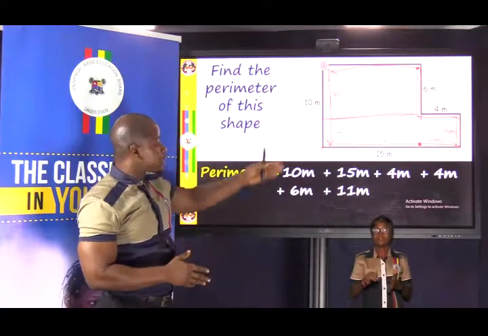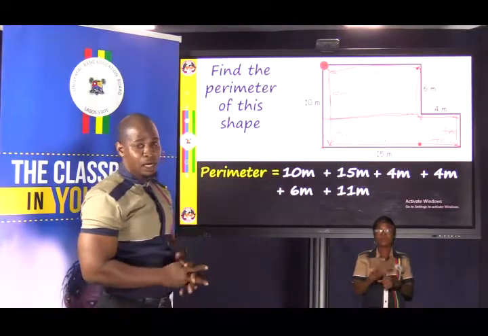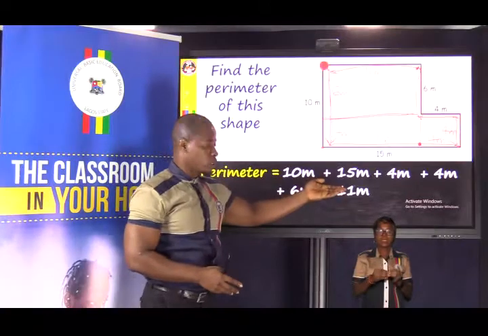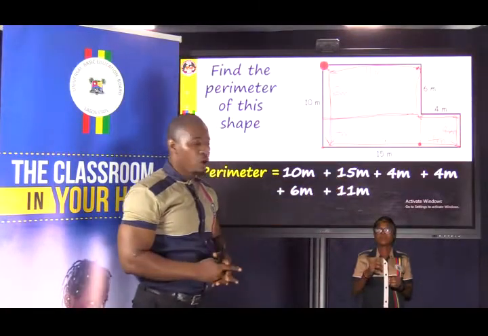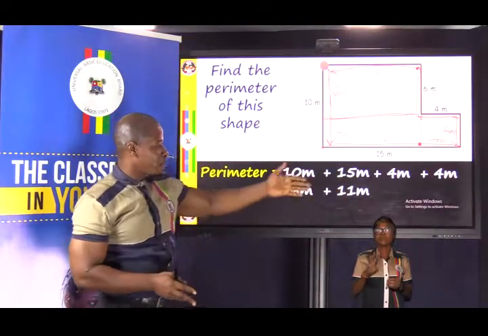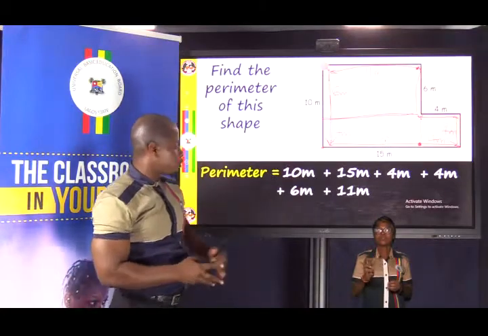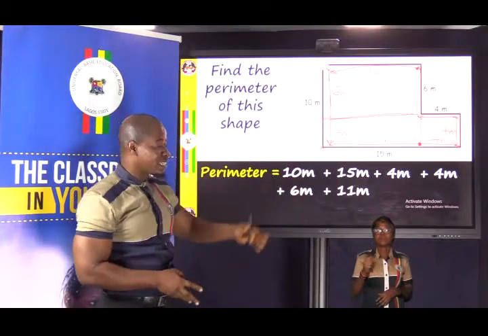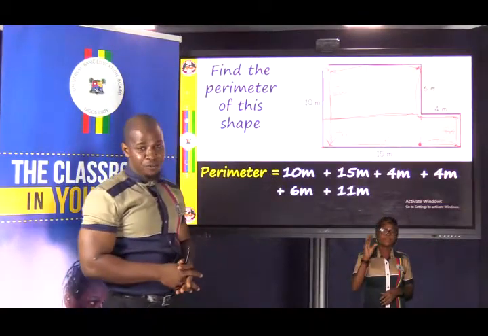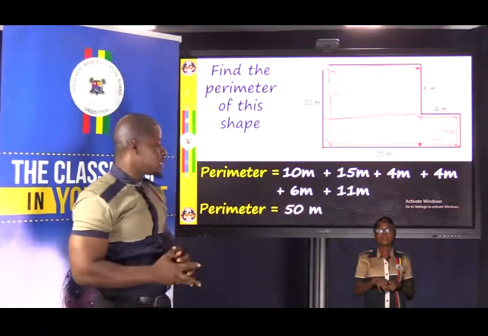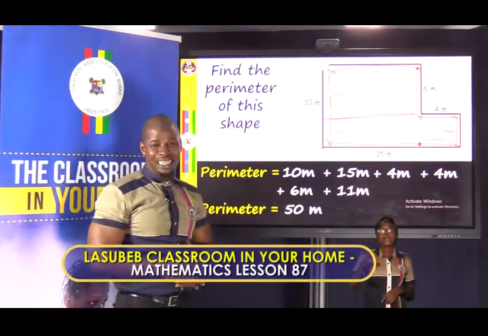I believe you got these numbers. Then we can add. 10 plus 15 is 25. 25 plus 4 is 29. 29 plus 4 is 33. 33 plus 6 is 39. 39 plus 11 is 50. And so our perimeter is 50 meters.